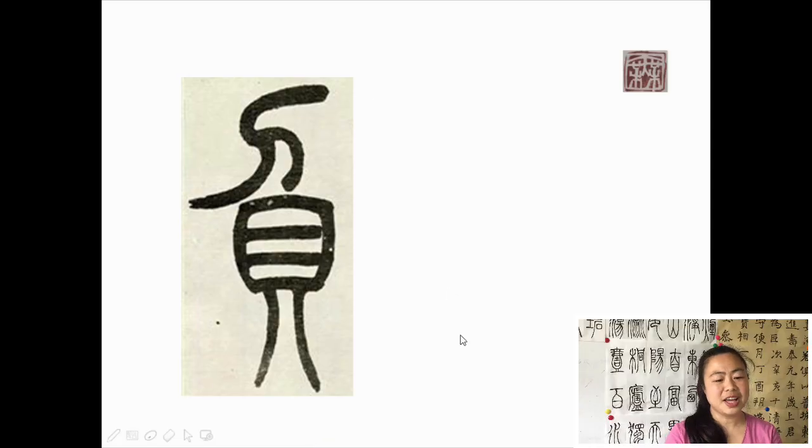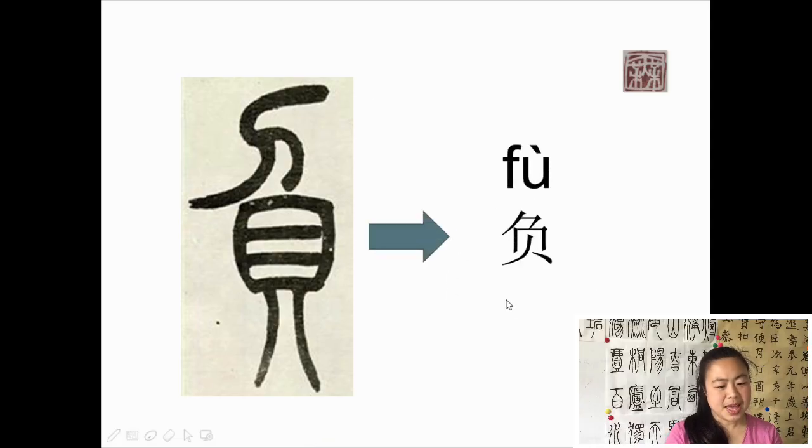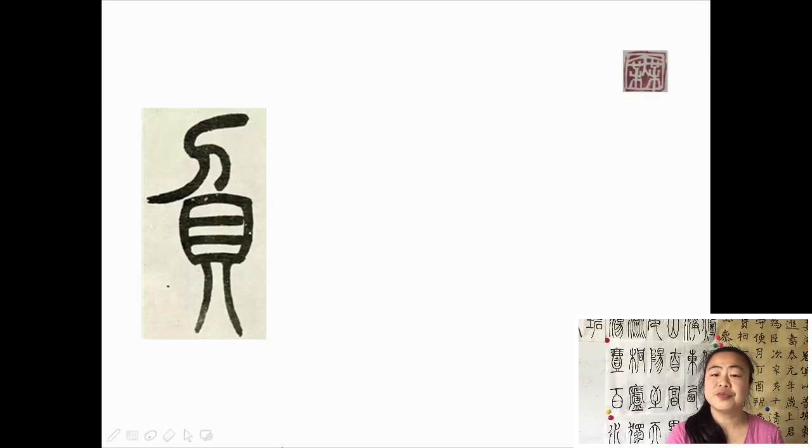Okay, now let's look at the first character. The first character is this one. And the modern simplified character is like this. And the pronunciation is fu. Fu means minus. What is the history? What is the background of this character?